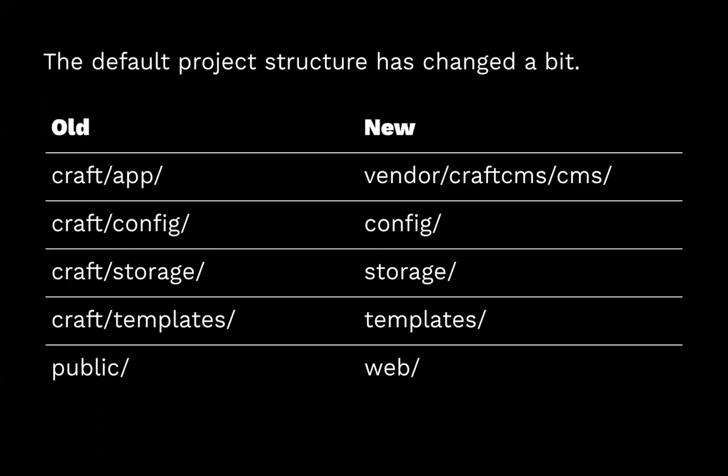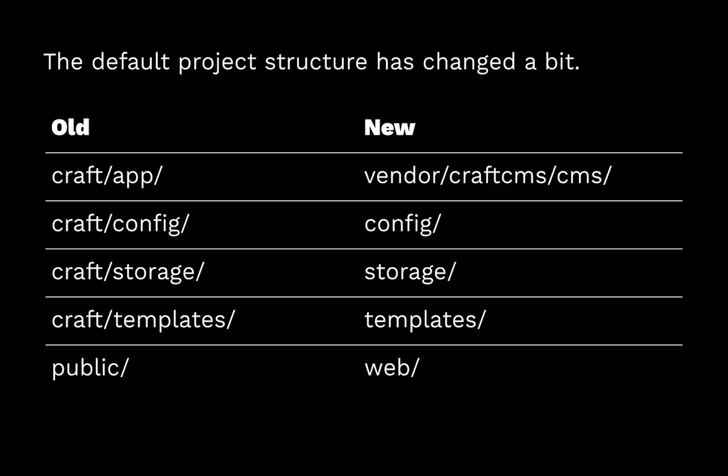You'll notice that when you install it, if you've used Craft 2, the project structure has changed quite a bit. It used to be that we had a craft/app folder that contained the entire application, and that today for Craft 3 would be found in vendor/craftcms/cms, sans any of the other dependencies. The config folder used to be tucked away in the craft folder. Now it's just right at the project root. Same with storage and templates.